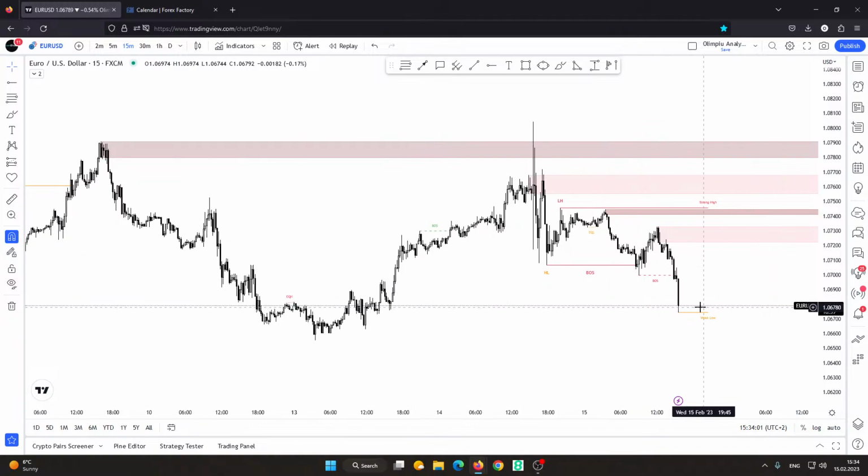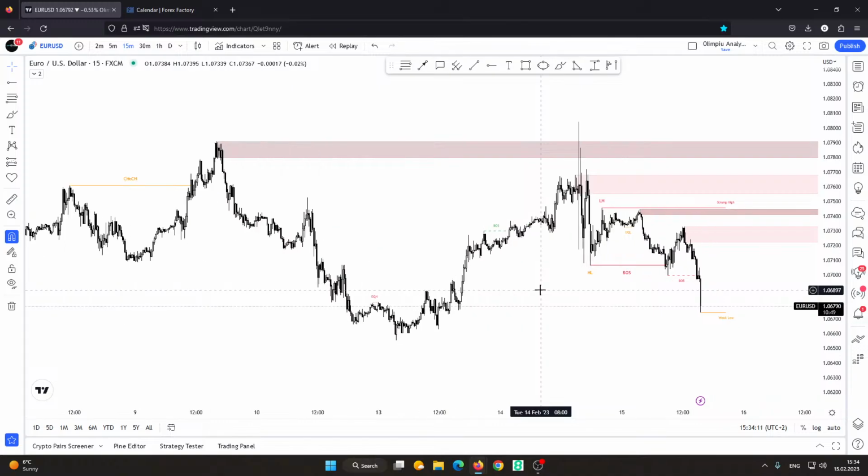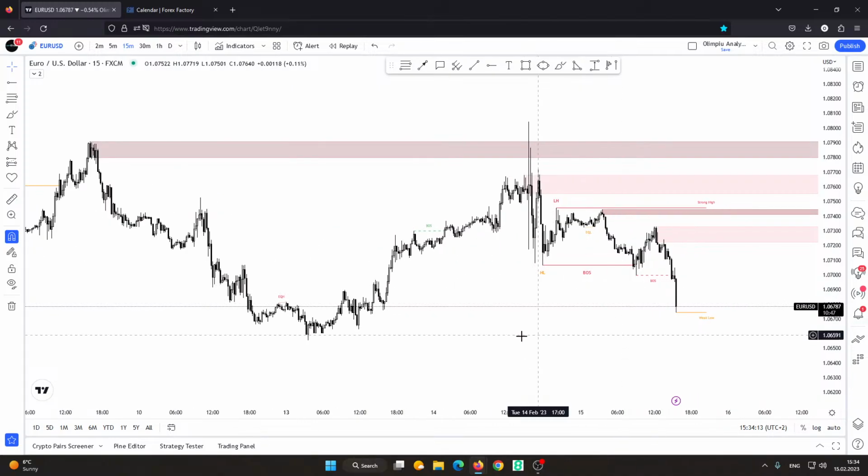Also here, I don't want to sell it here with maybe a potential target here. Where should I place my stop loss? Here. No, this is not a setup. This is not a good setup. If I don't have a high probability setup with a good risk to reward ratio, no, I will not place a trade.